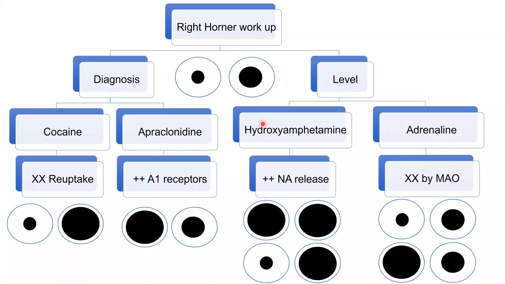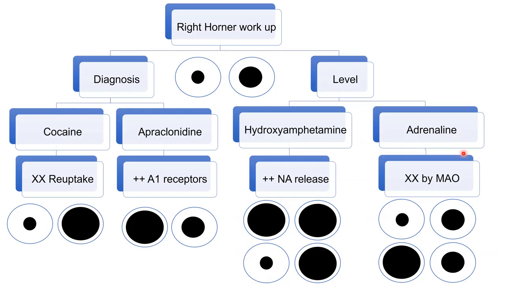Okay. So cocaine prevents the reuptake of norepinephrine from the neuromuscular junction. Apraclonidine will potentiate the release of norepinephrine, so it will stimulate the alpha-1 receptors, which are already upregulated in Horner syndrome. So it will act by denervation hypersensitivity. Hydroxyamphetamine will potentiate the release of norepinephrine at the neuromuscular junction, so it will dilate the preganglionic and not the postganglionic.